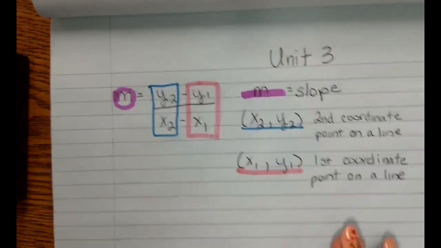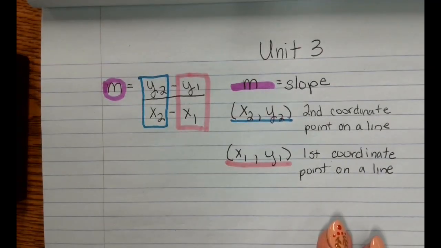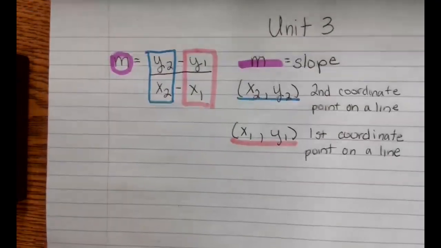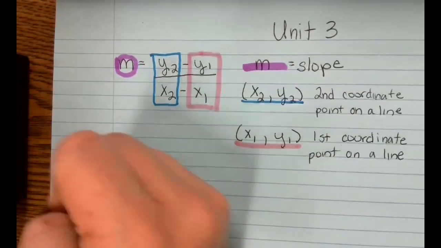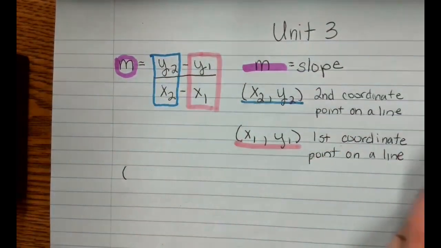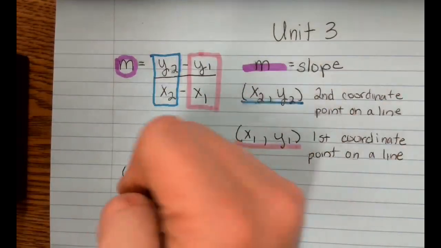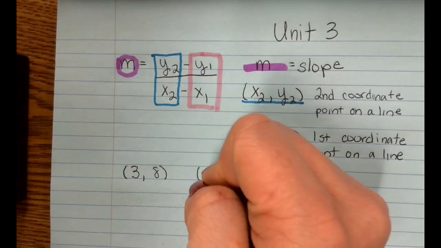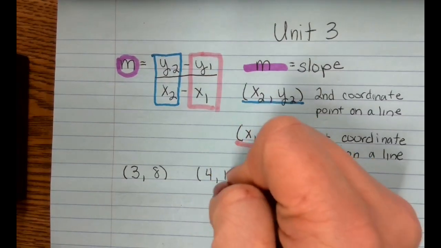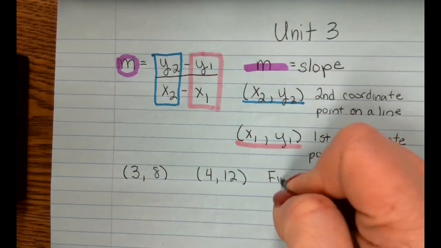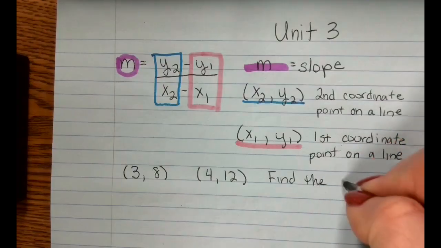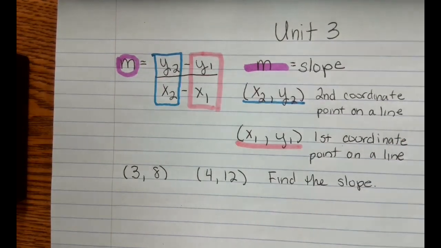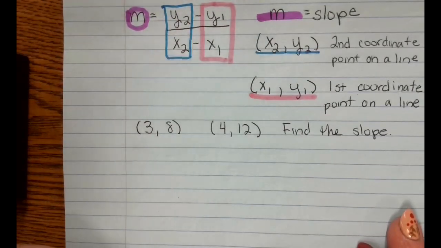So that is your first little formula there. You're going to use that formula when you have 2 points. So anytime you have 2 points, you're going to use this formula. So if I gave you 3, 8 and 4, 12, and I said find the slope, I plug them into my formula.